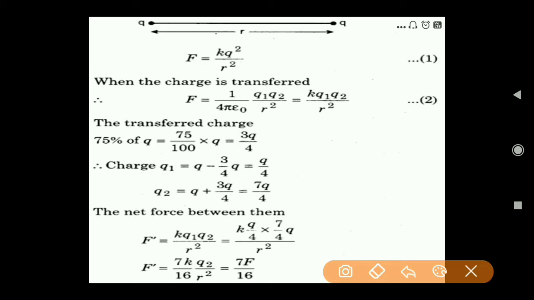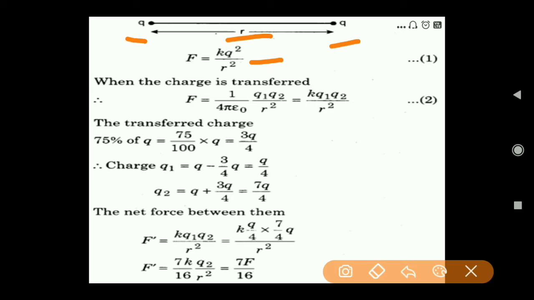Here I am considering two similar charged conductor balls having the same magnitude of charge, Q and Q, and the certain distance between these two charges I am assuming is R, right? So what is the magnitude of the force? According to Coulomb's law, F is equal to K Q1 Q2 upon R square. Here both the charges are Q, that is why it is K Q square upon R square. This value is given as capital F in the question.